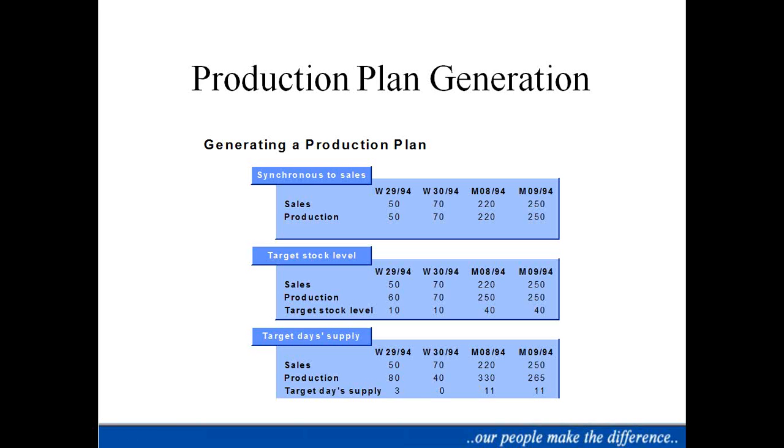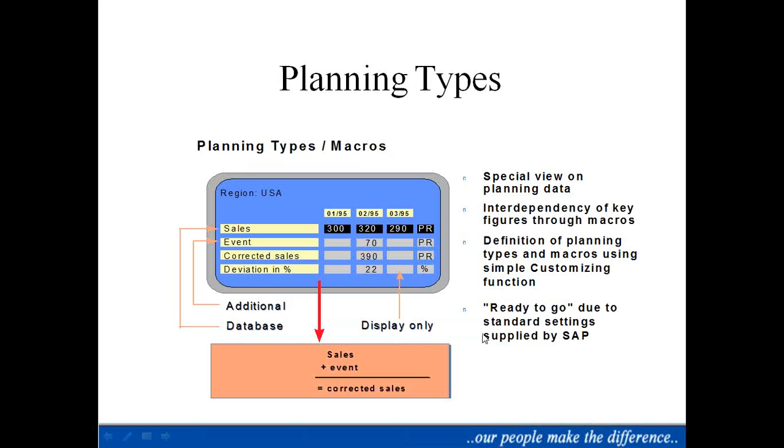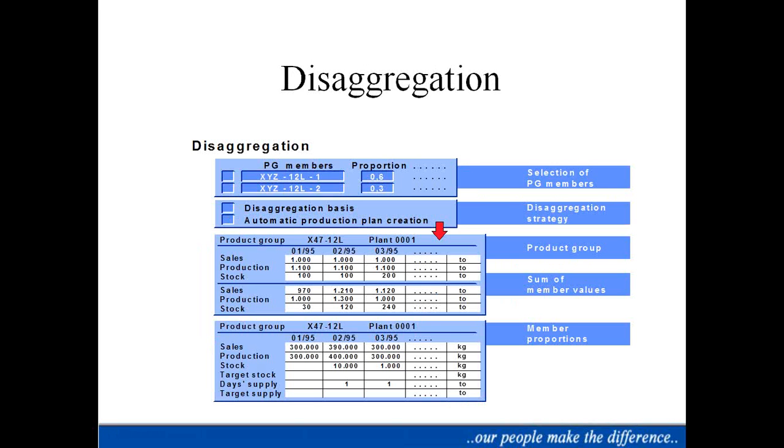Formulas or something like that, you can maintain it here. So once at the product group level, if you maintain that, you have to transfer that product group or you have to disaggregate. Disaggregation is nothing but a split to different material level.